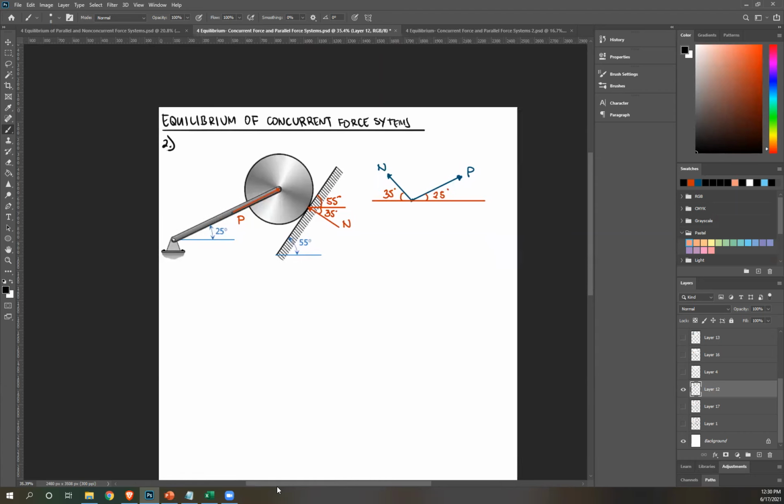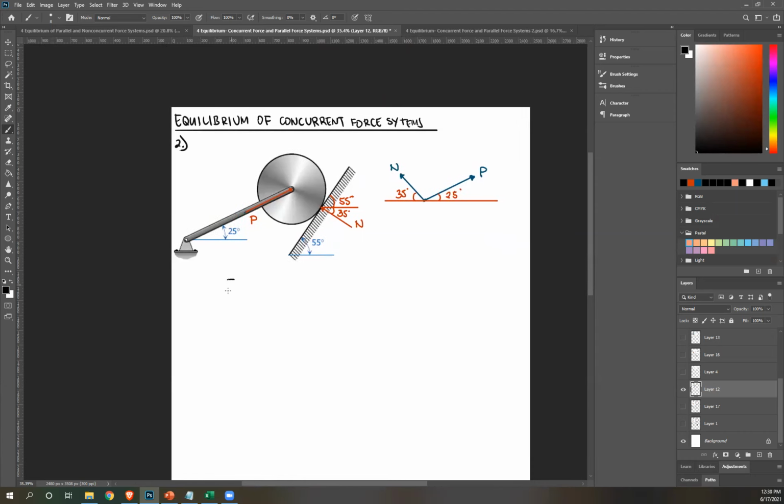So you can either start with x or y. It won't make a difference. So let's start with summation of forces x equals 0. N is to the left, so negative N cosine 35. Next, P is to the right, so plus P cosine 25. There's no other force, so equate that to 0. There's nothing to solve for, so just call that equation 1. Then move on to your next equation.